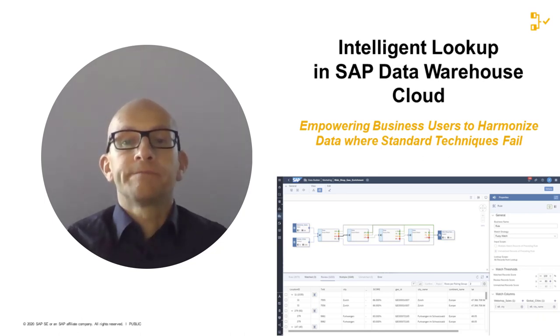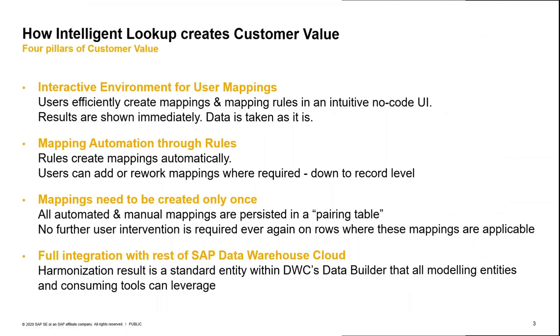So how do we do that? As said, it's an interactive environment that creates user mappings. So through a series of rules and an entirely no-code UI, data practitioners can take the data as it is and create the required mappings. These mappings are created through rules. So rules that are configured by the user can create these mappings automatically. Whenever something needs to be edited, practitioners can do so, and really down to the record level.